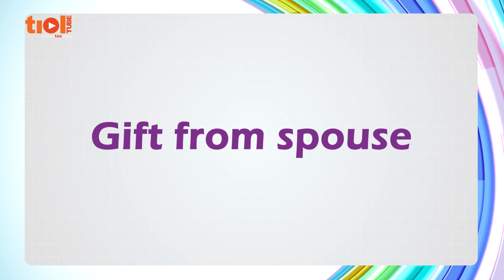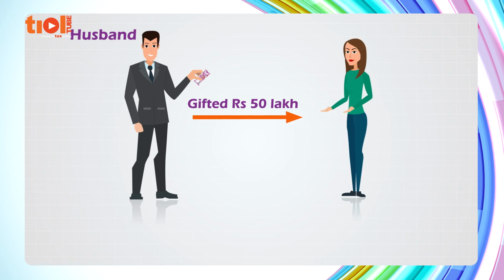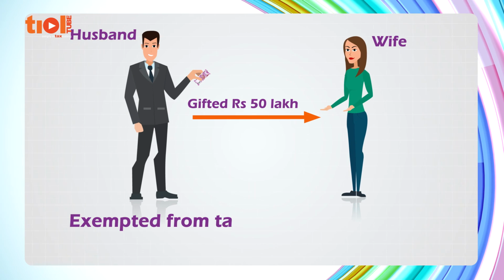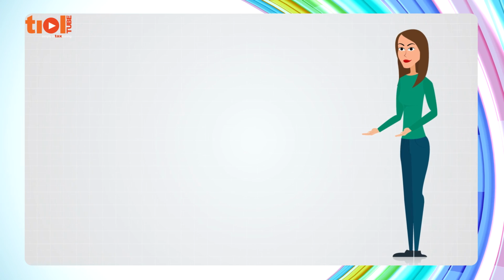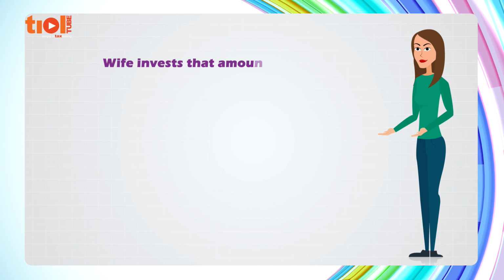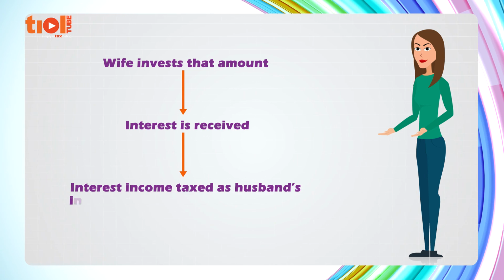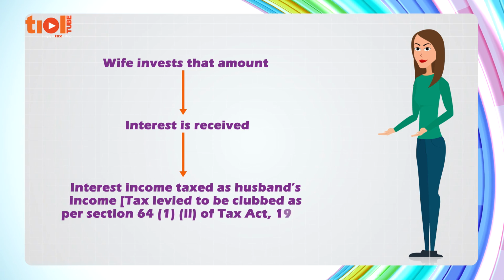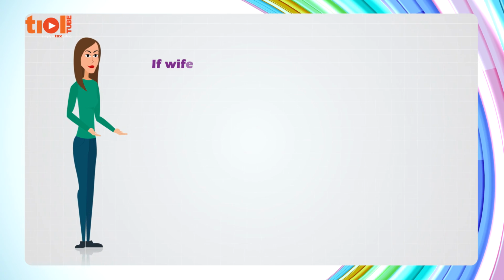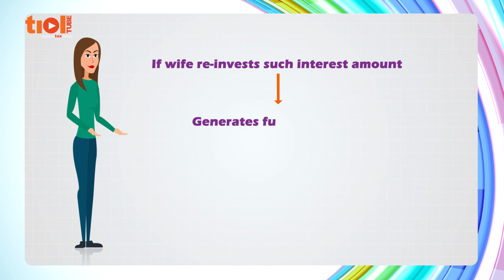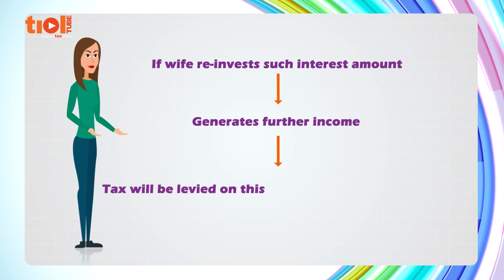Gifts from spouse. Let's assume a woman receives cash from her husband, which she invests and earns interest on. Such interest income will be taxed as income of the husband as per the provisions of Section 64(1)(2) of the Income Tax Act. Clubbing provisions of the spouse is mentioned under Section 64(1)(2) of the Income Tax Act 1961. However, if the income is reinvested and generates further income, this fresh income would be taxable in the woman's hands.